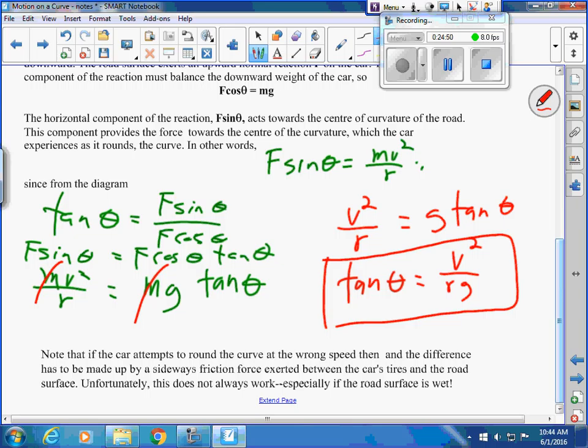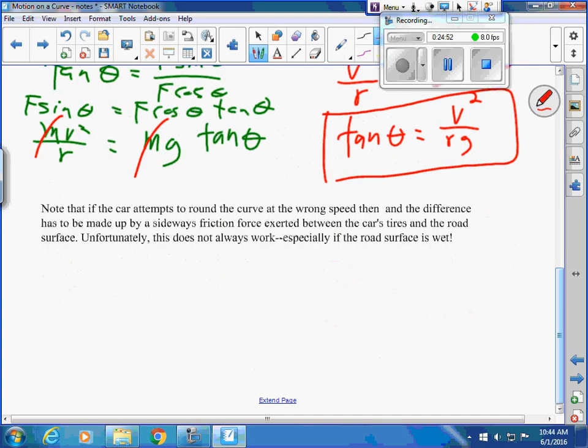Note that if the car attempts to round the curve at the wrong speed, the difference has to be made up by a sideways friction force exerted by the car's tires and the road surface. Unfortunately this does not always work, especially if the road surface is wet. So this will get you safely around the curve with zero friction. What's providing the centripetal force? Where's the overall fundamental force that's providing that centripetal force? Gravity. Gravity and the fact that it's banked.